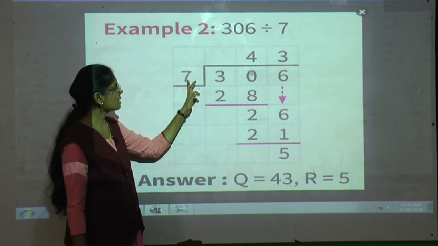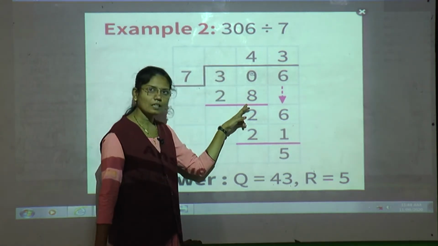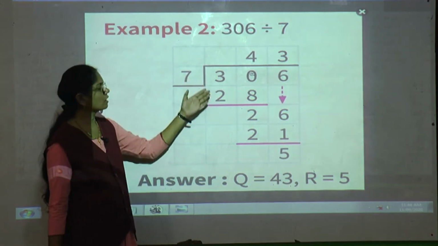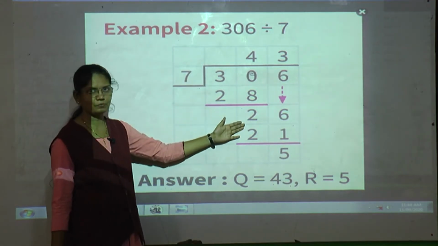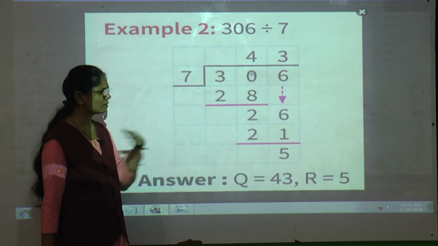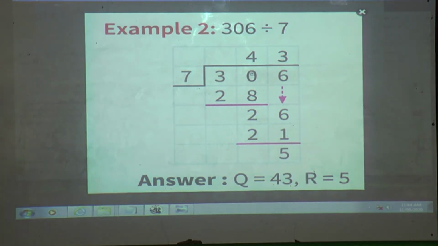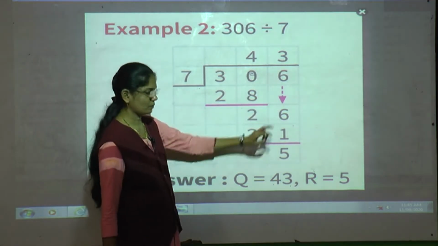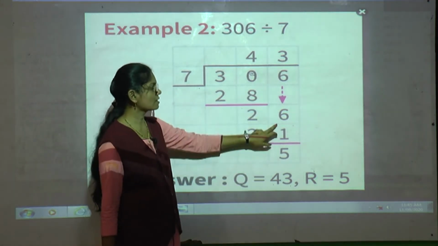Okay, so 7 4s are 28. Now do the subtraction. 30 minus 28, 2. Okay, now step 2. In step 2, what do we do? Yes, in step 2 you have to take this 6 down.